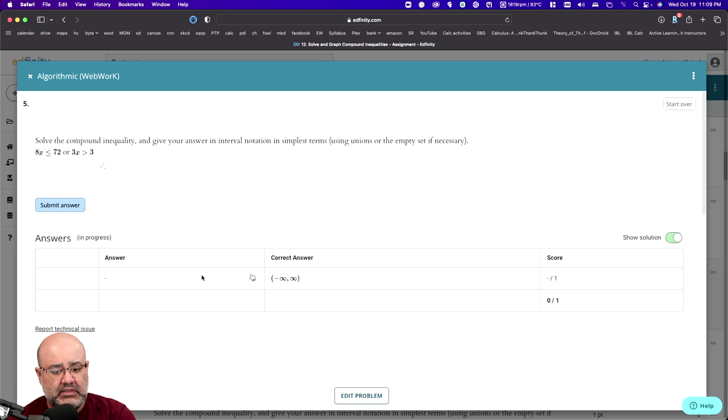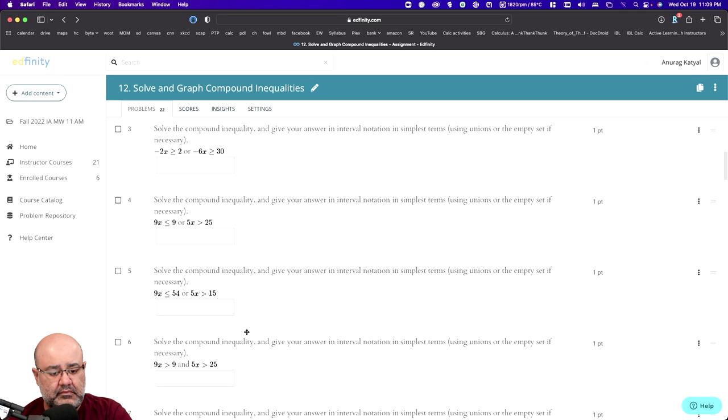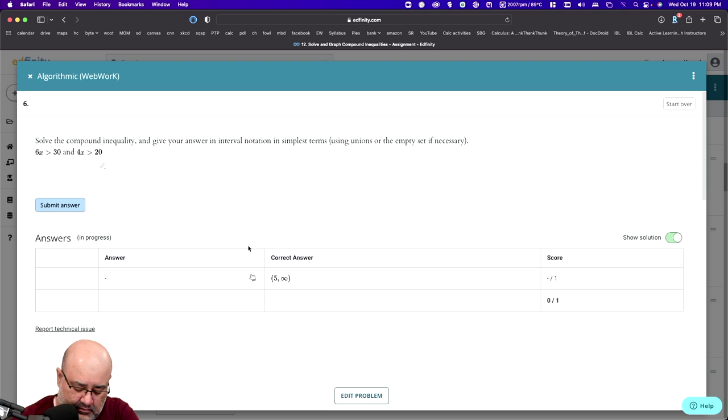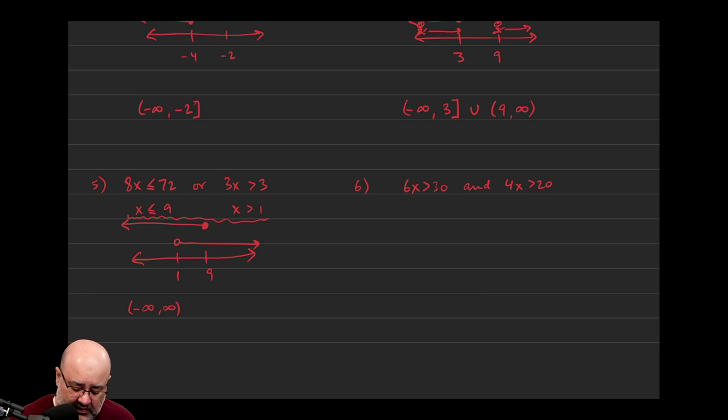Let's look at number 6. x is greater than 30. Now we're transitioning to some AND problems. 4x is greater than 20. So again, divide by 6, so you get x is greater than 5. Divide by 4, x is greater than 5. Only number we have is 5, so I stick a 5 in the middle. They're both greater than, so I have an open circle for both of them.